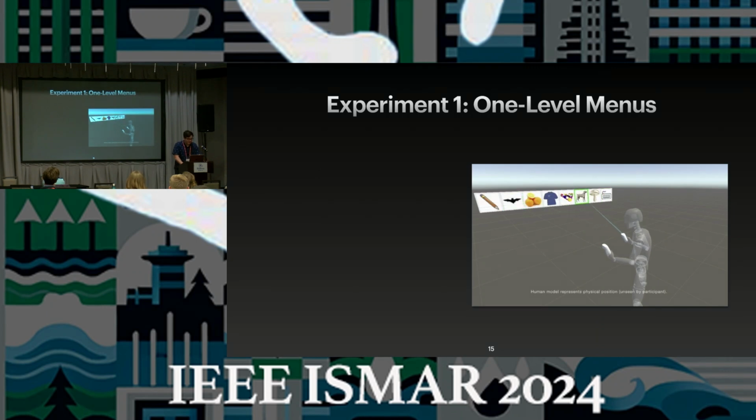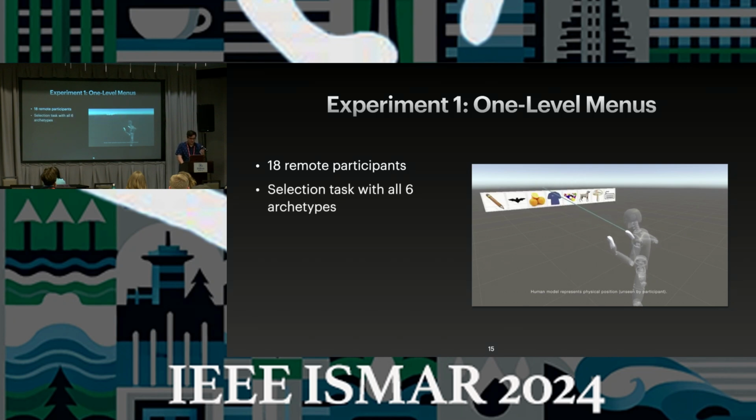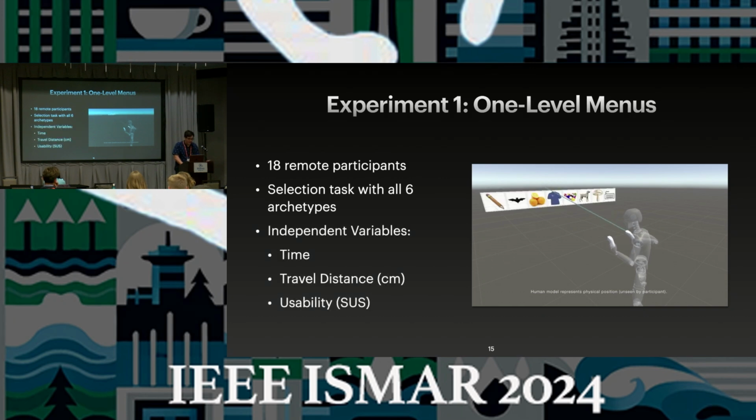So for the first study, we gathered 18 online participants, and we had them do a selection task across all 6 of these menu item archetypes. Essentially, the participants would see a word in their vision and would need to select the icon associated with the word. We tried to keep things really simple to focus on pure performance and usability. We measured their time to make each selection, as well as how far their hands had to move when making the selection. And we also measured their subjective responses to the menu designs using the System Usability Scale, or SUS.